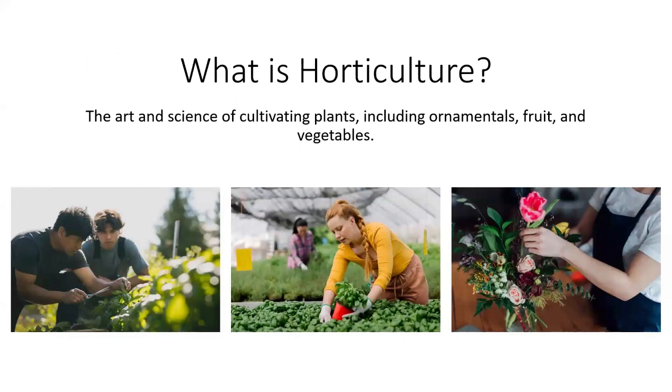Now, what is the difference between botany and horticulture? So horticulture in particular is not just the scientific study of plants, but it is the art and science of cultivating, of growing plants. And that includes both ornamental, fruit, and vegetables. Horticulture can be broken down into several types of horticulture. So you have pomology, which is, for example, your fruit and vegetable.